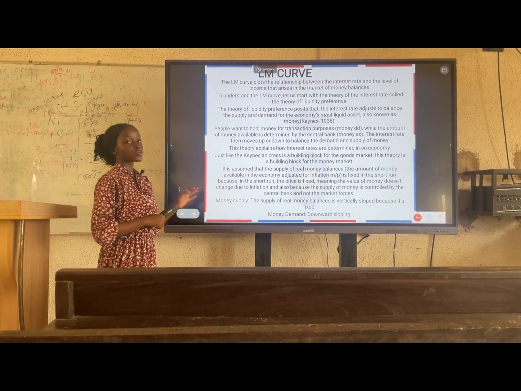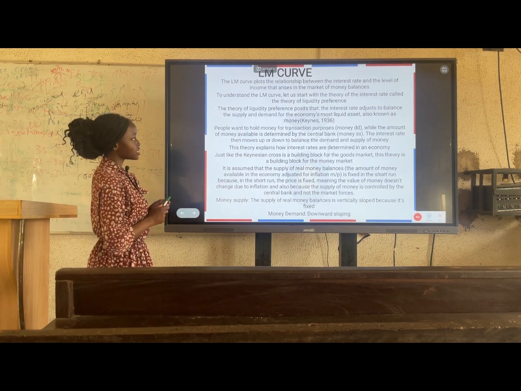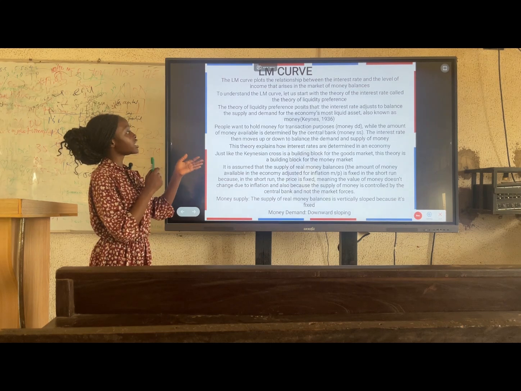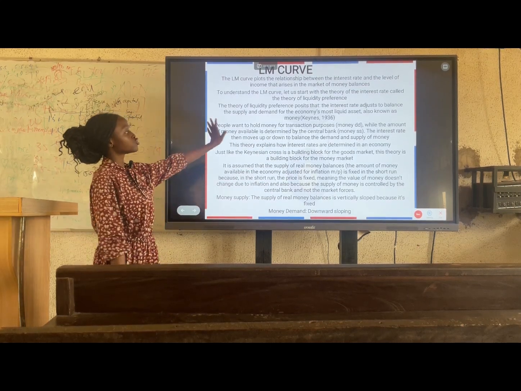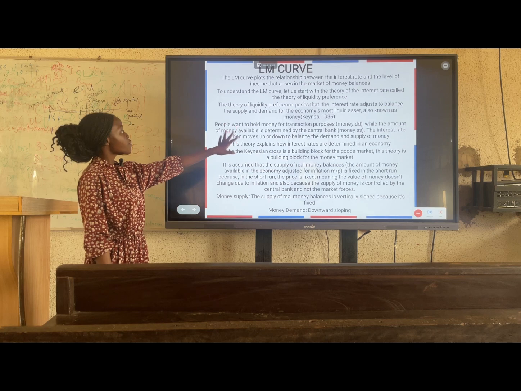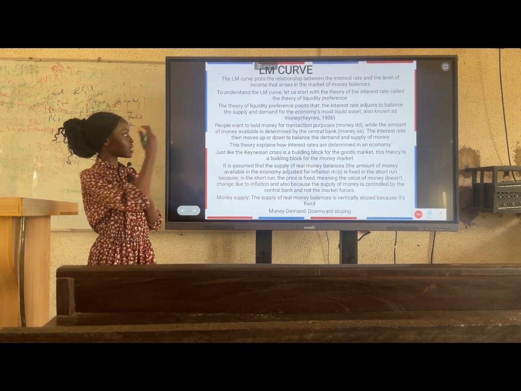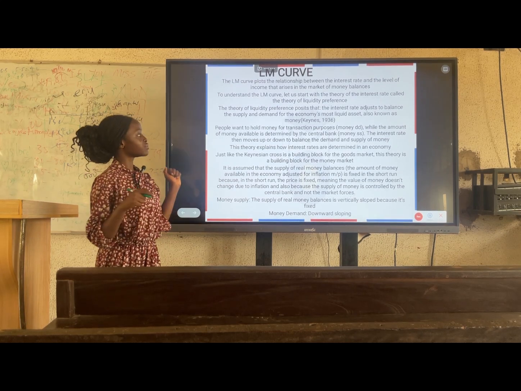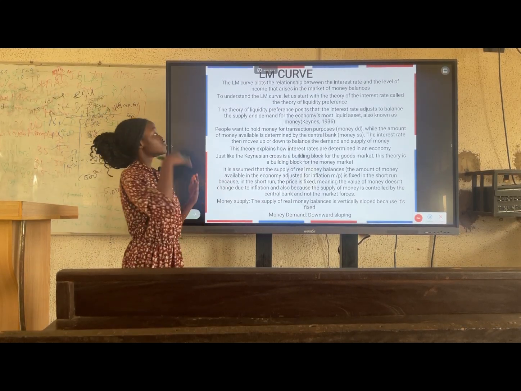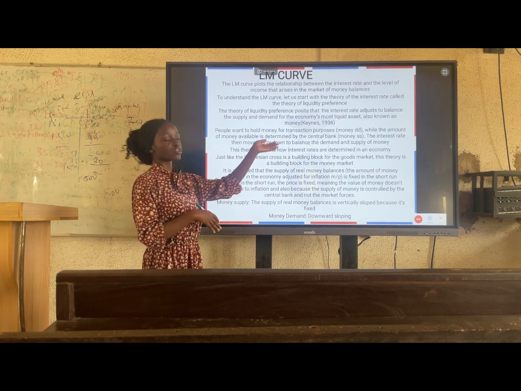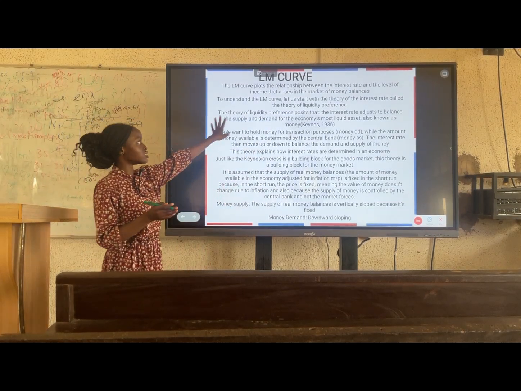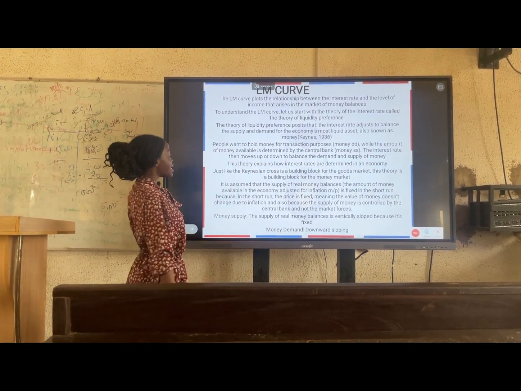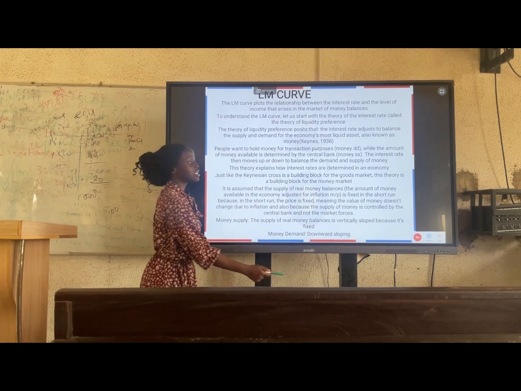So the theory of liquidity preference proceeds that the interest rate adjusts to balance the supply and demand for the economy's most liquid asset, which is also known as money. People want to hold money for transaction purposes. That's money demand. While the amount of money available is determined by the central bank. That's money supply. Then the interest rate moves up and down to balance the demand and supply of money. That's basically what liquidity preference is talking about. Again, this theory explains how interest rates are determined in an economy.